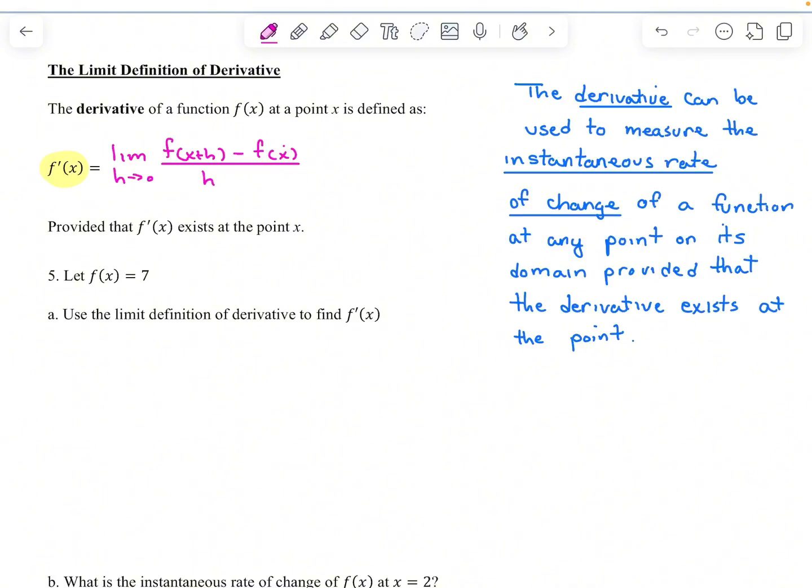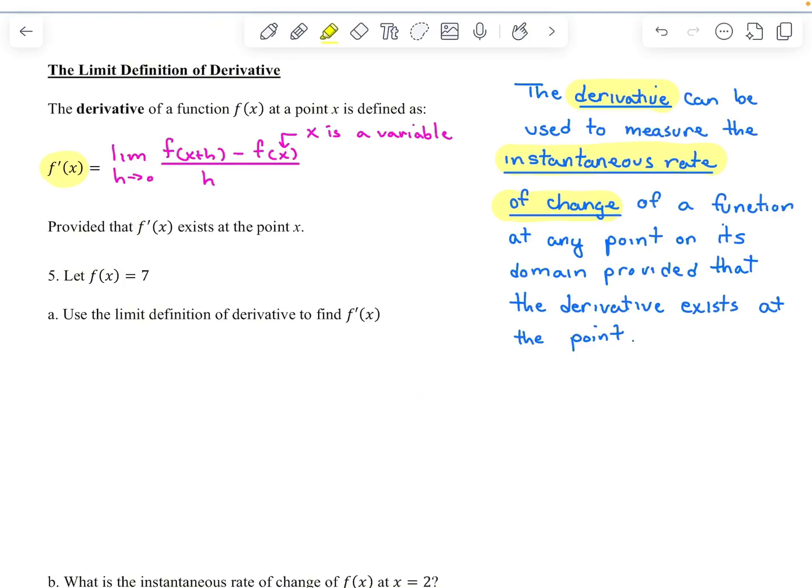Now this formula looks very similar to the instantaneous rate of change formula that you saw in section 11.3. The difference here is that x is a variable and represents the real numbers in the domain of f of x. What this means is that the derivative can be used to measure the instantaneous rate of change of a function at any point on its domain, provided that the derivative exists at the point.